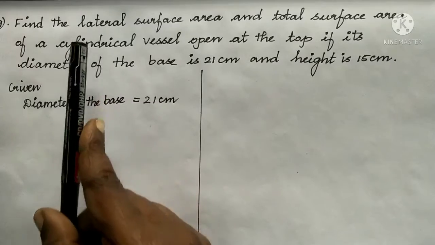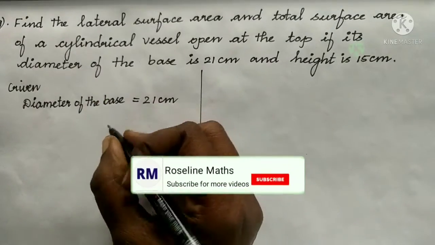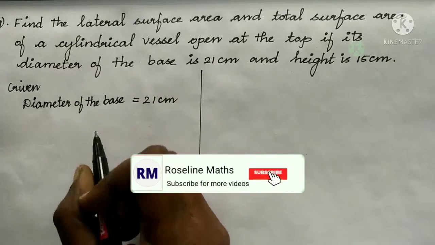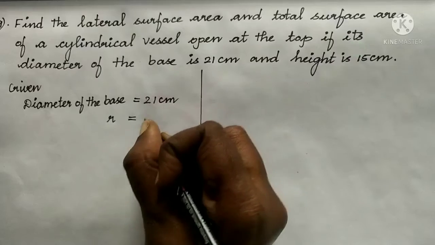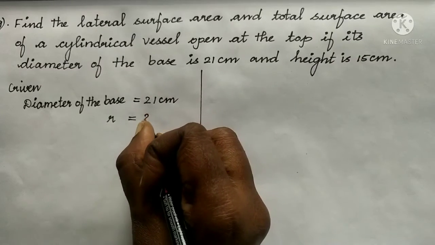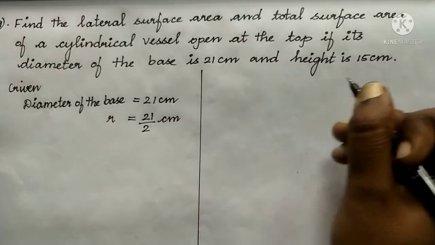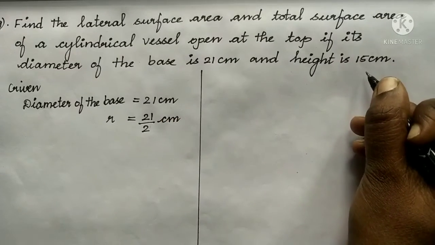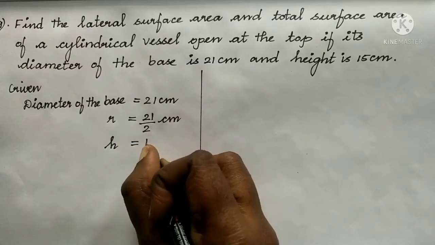For finding lateral surface area and total surface area, we need radius. So, radius is nothing but diameter divided by 2. Our diameter is 21. So, r is equal to 21 divided by 2 cm. And height of the cylindrical vessel is given as 15 cm. So, height h is equal to 15 cm.